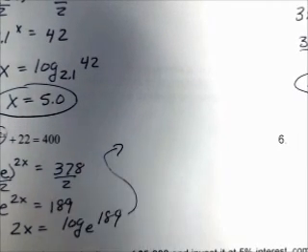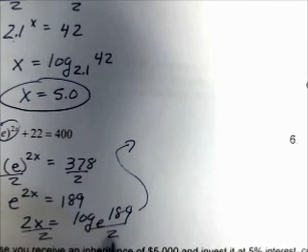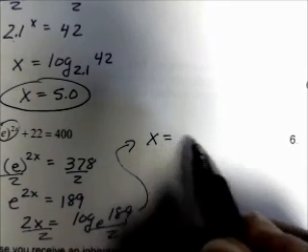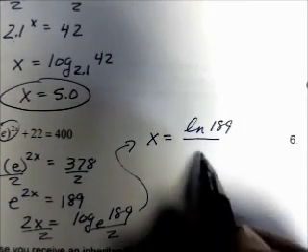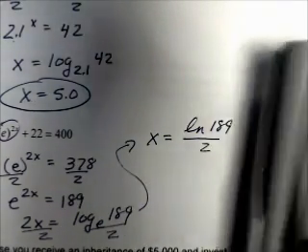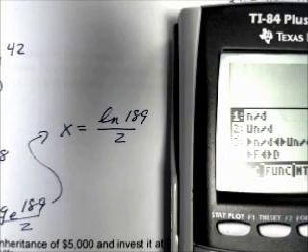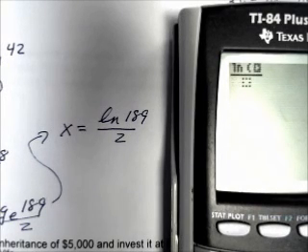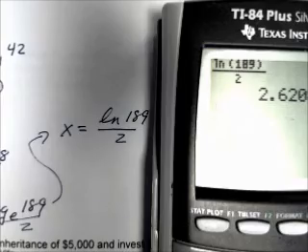I'm going to move up here. I need to get x by itself before I touch the calculator. So I'm going to divide both sides by 2. And again, log base e is the same as ln. So I'll have x is equal to ln 189 divided by 2. Calculator. Alpha y equals for fraction. ln 189, close parentheses, divided by 2. 2.6, rounding to nearest tenths.